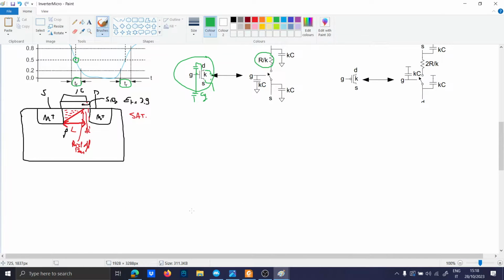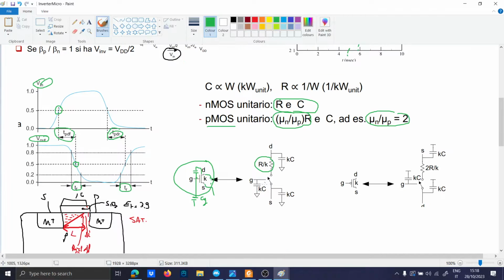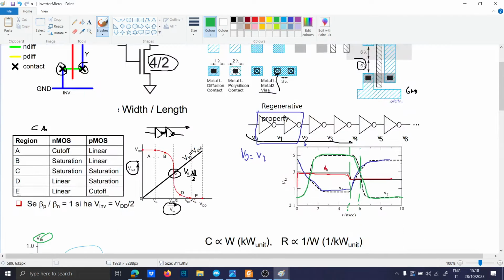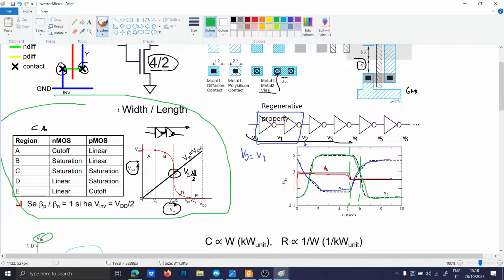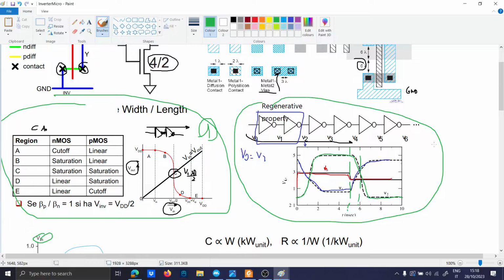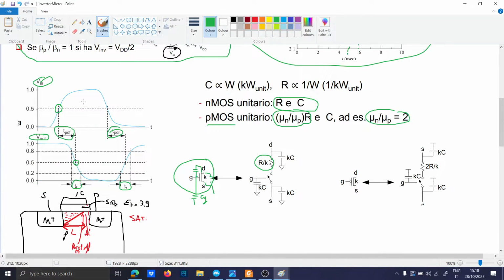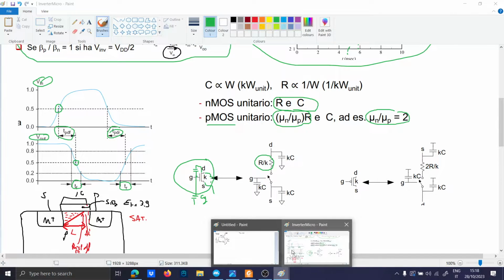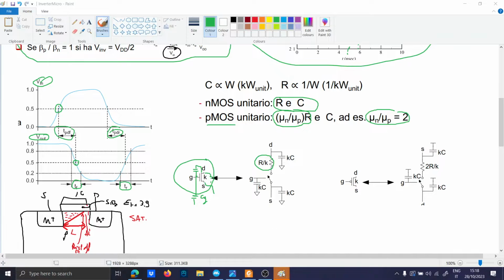Now let's switch to LTSPICE, and we'll see in order: first, the ideal characteristics. Second, the regenerative property. We will try to build a buffer and compare it to LTSPICE. And then third, we will see the propagation delay. This will require a little bit of time, but I hope that you can follow me.